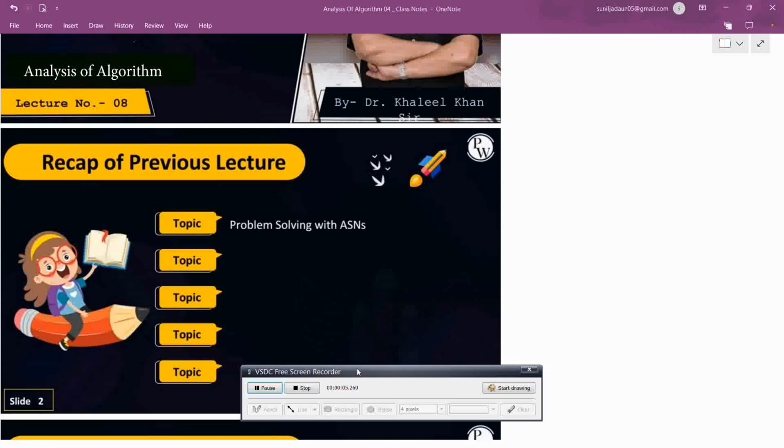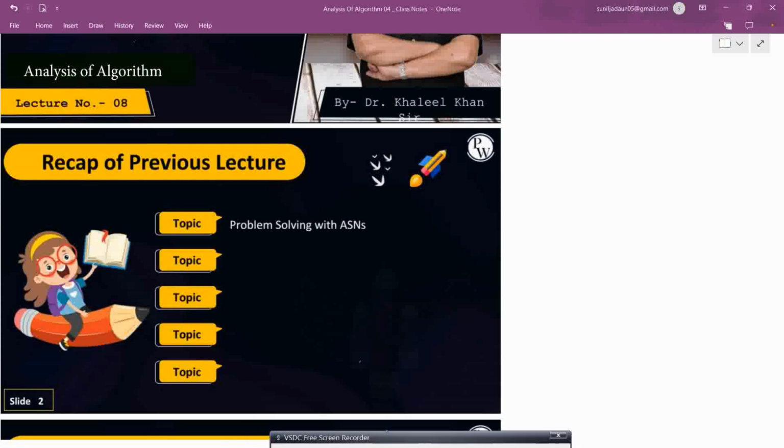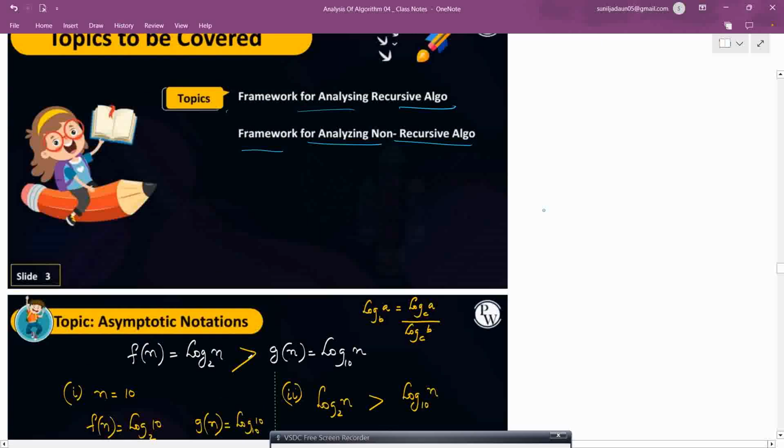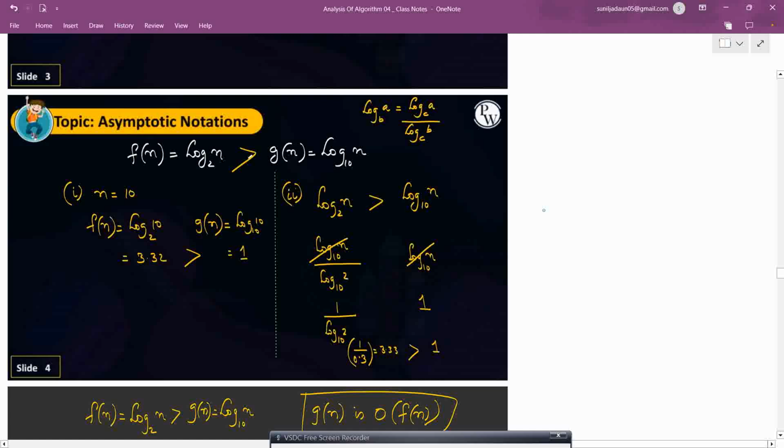Today we are going to discuss, in the previous lecture we discussed problem solving with asymptotic notations. We solved some problems in the previous lecture. Now we will discuss the framework for analysis of algorithms. It is a framework for analysis of non-recursive algorithms. So let's start with asymptotic notations.